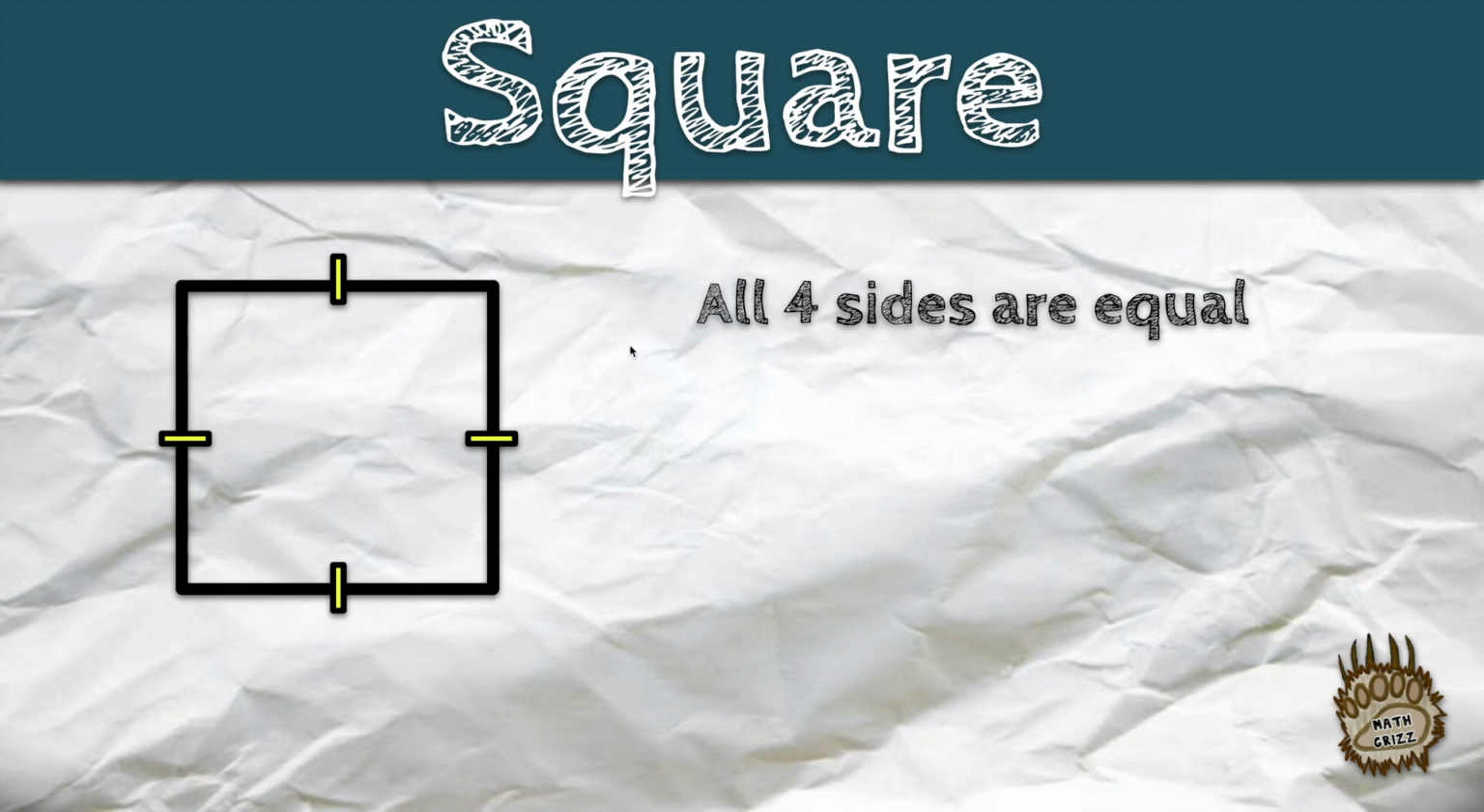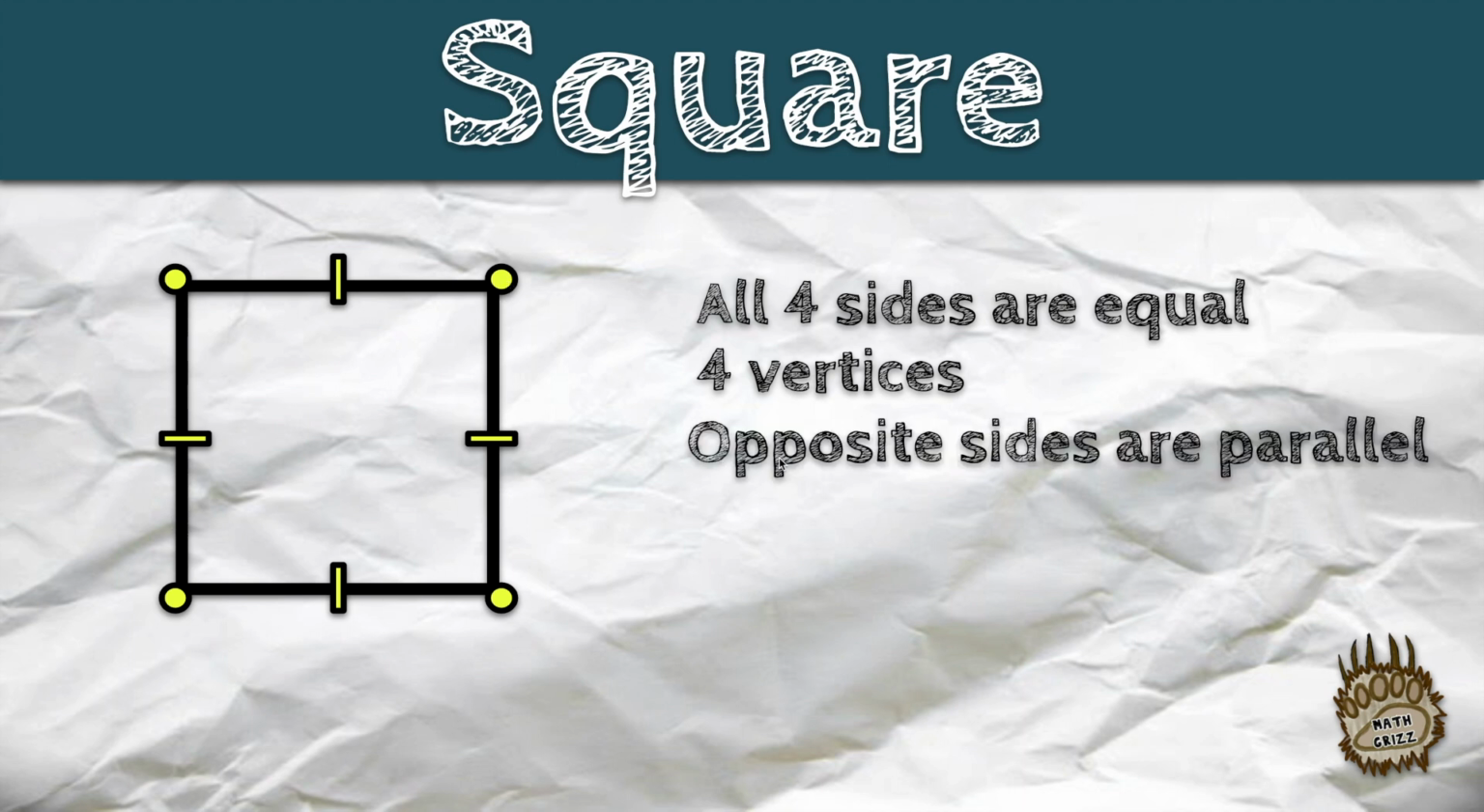Another way to classify a square is that it has four vertices. 1, 2, 3, 4. Those are the four corners where the sides meet. Another thing to keep in mind is that the opposite sides are parallel. So for example, this side is opposite to this side. And if these sides were to go on forever, they would never intersect. That means they are parallel.